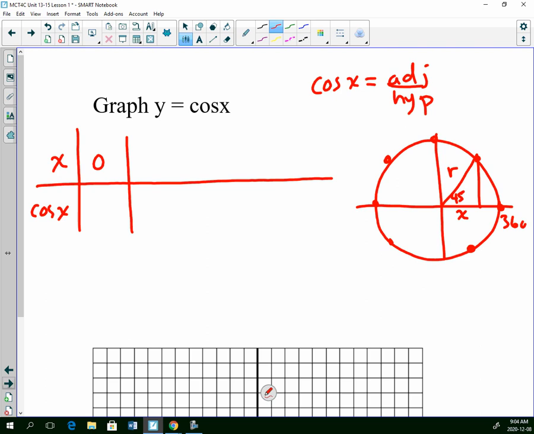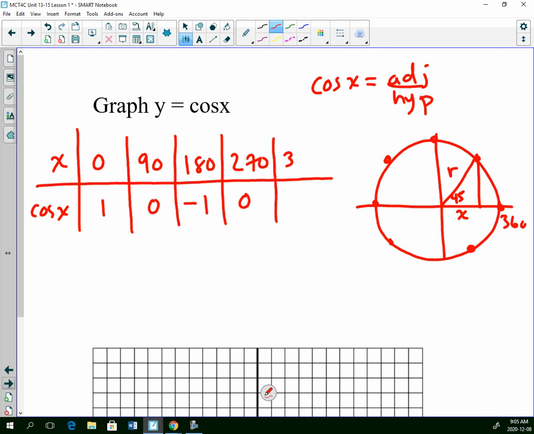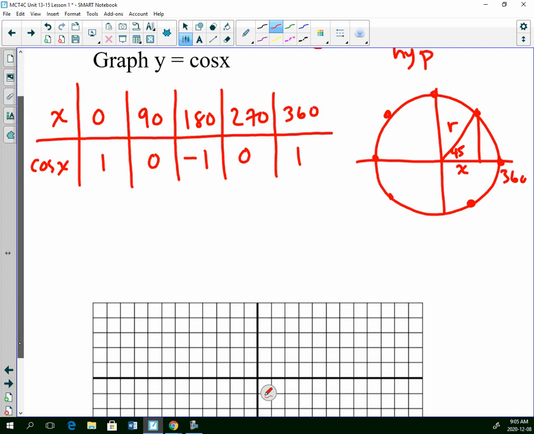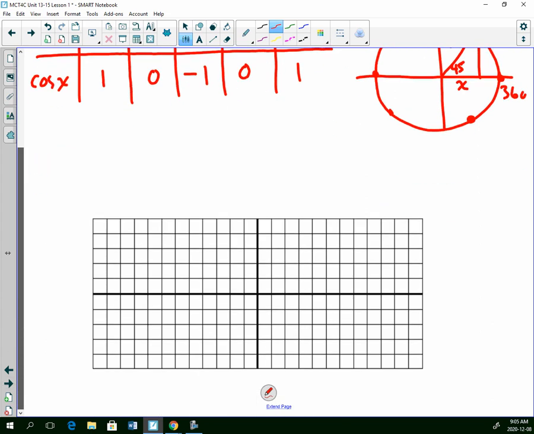So if I do cosine of 0, I would get a value of 1. If I did cosine of 90, I would get a value of 0. Cosine of 180 is negative 1. Cosine of 270 is 0. And cosine of 360 is 1. Okay, so as I said, in the table there's probably more values, but these are the critical points of cosine. So it's very similar to sine, except it starts at a different spot.